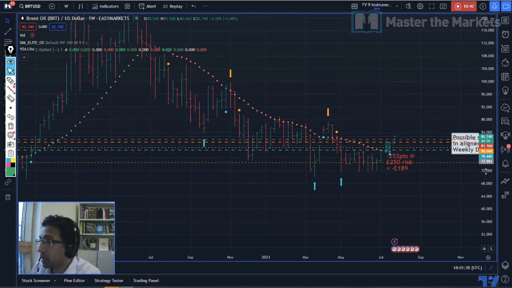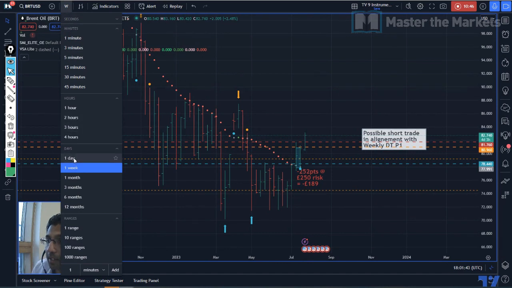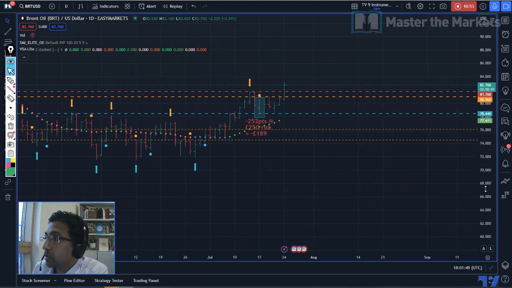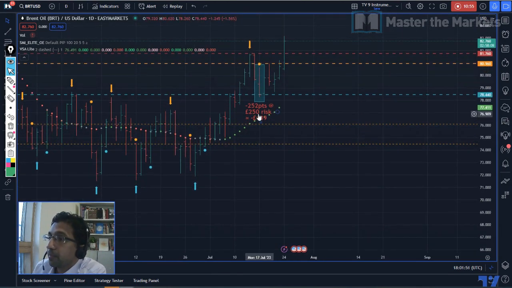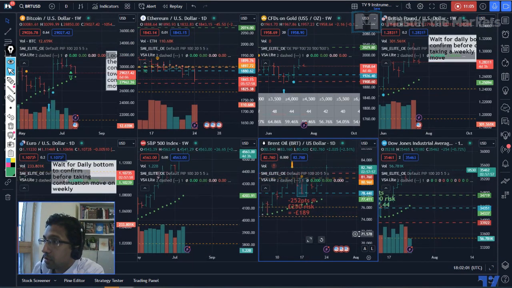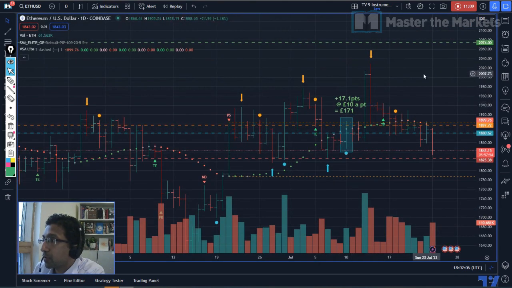And also, if I take a look on the daily, it was green as well from the VSA perspective, from the volume perspective. So that's why we took it at a much lower risk at £250, and it went minus 252 points. So overall, we lost £189. Okay, £189. Right, so that's on Brent oil. On Ethereum, we won a little bit, which was 171. We lost it back on Brent oil.